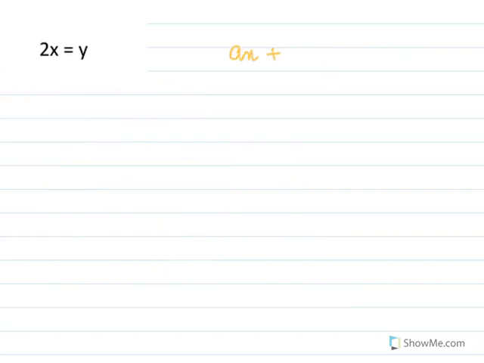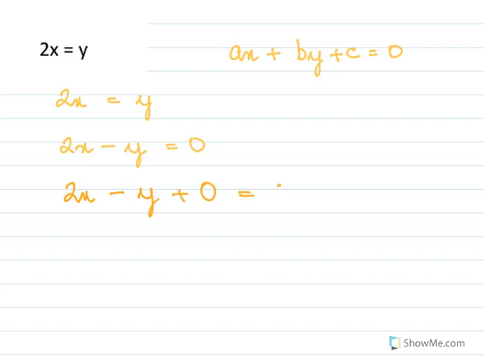So the first step is to write it in standard linear form, ax plus by plus c equal to 0. So we have 2x equal to y. I bring all the terms on one side, 2x minus y equal to 0. If you notice here, you have the x term, this is the y term, but the c term is not there. So we have to write the c term. So 2x minus y, there is no c term, so I put plus 0 equal to 0.